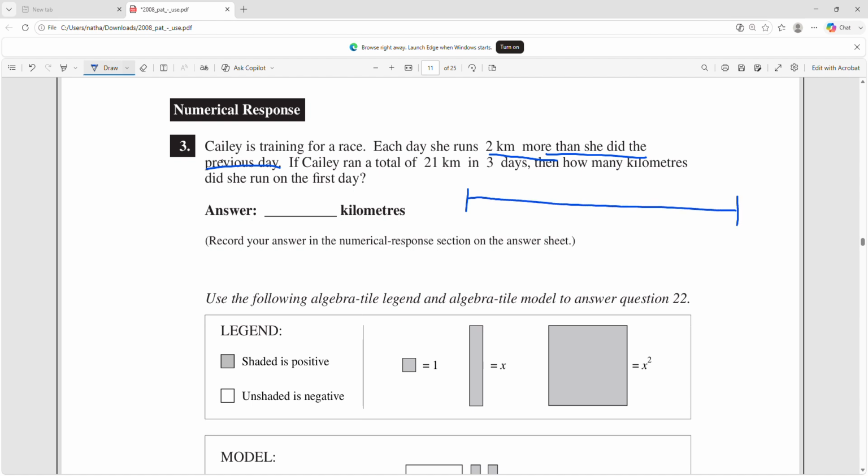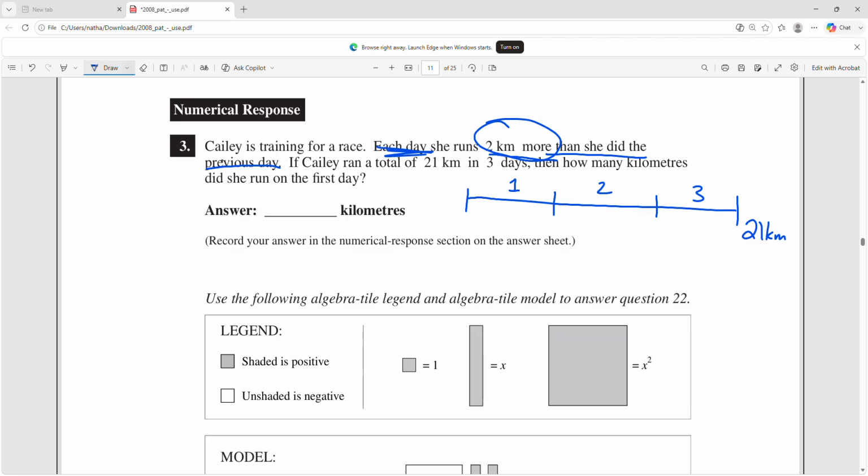I'm going to draw a picture here. Here's how far she ran on day 1. And then here's how far she ran on day 2. And here's how far she ran on day 3. By the time she gets to the end of it, she has run 21 kilometers. So it says she ran 2 more than she did the previous day. Each day she runs 2 more than the day before.